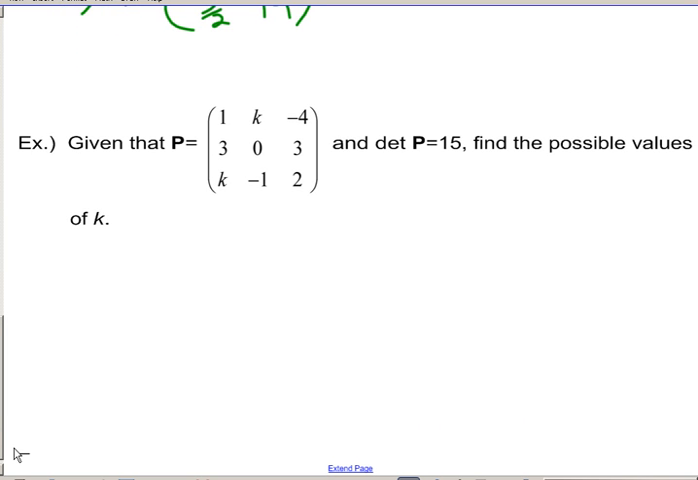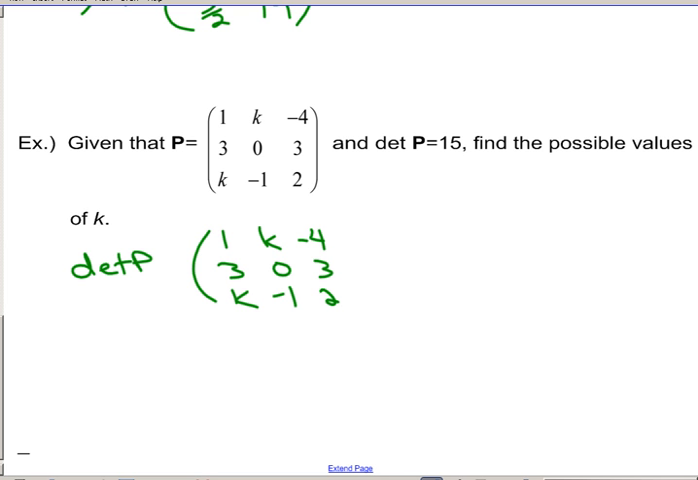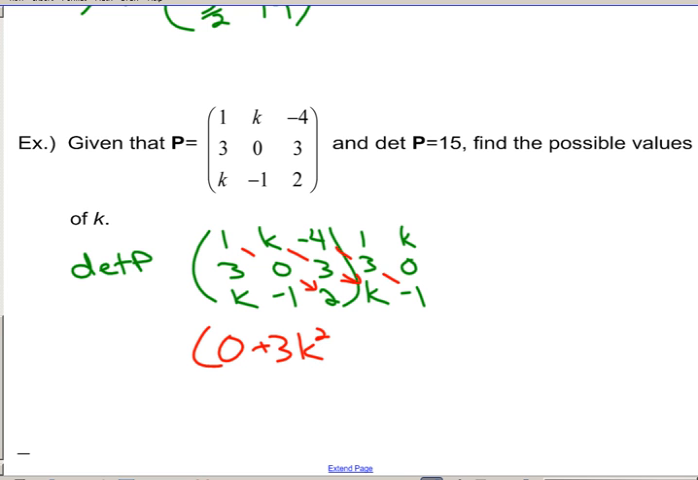Okay, given that P equals this matrix that has a variable inside it, and the determinant of P is 15, find the possible values of K. And this is telling us that there should be more than one value. First thing I might want to do here is find the determinant of P. And to do that, using my little trick that I like to do, I'm going to write the matrix and then, by the way, I didn't come up with this, rewrite the first two columns. Go for the downward diagonals. That'll give me 0. I'm multiplying through here. Plus 3k squared. Plus 12.